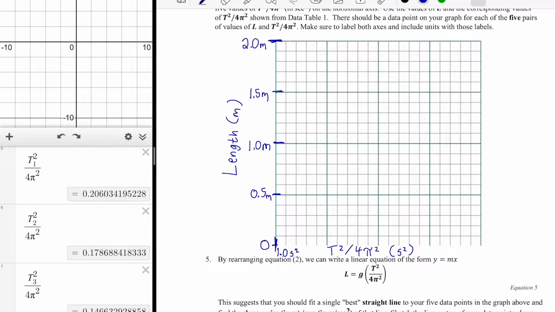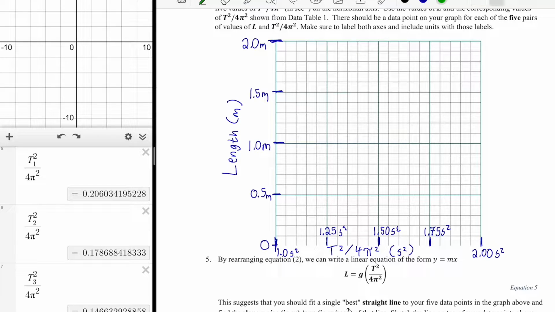And that's going to be square seconds. Okay, that's going to put this one at 1.25. I'll squeeze that in here. This one over here then is going to be 1.50 square seconds, 1.75 square seconds, and finally 2.0 square seconds. All right, so now let's actually plot our points.